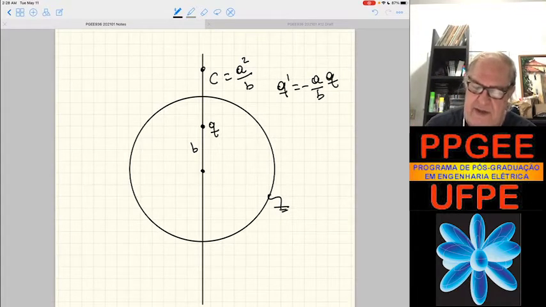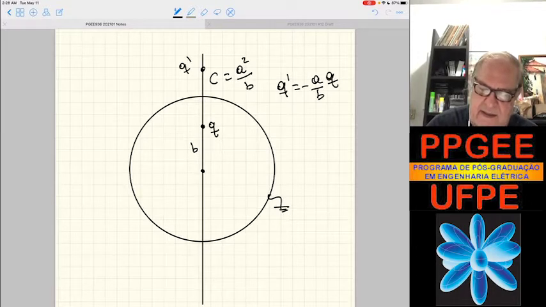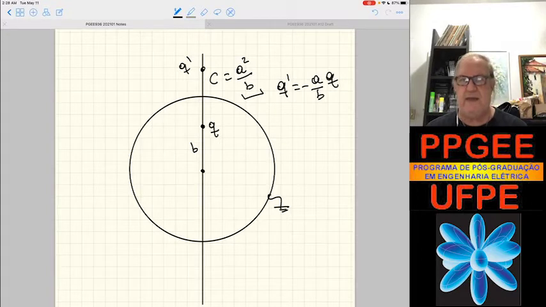Now the image charge is outside, right? Because B is smaller than A, so the location is outside, and the image charge has a magnitude which is larger because this ratio here is larger than 1. The magnitude is larger than Q, right? What else do we have here?